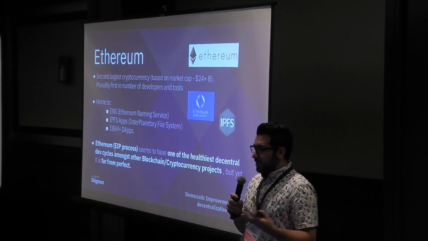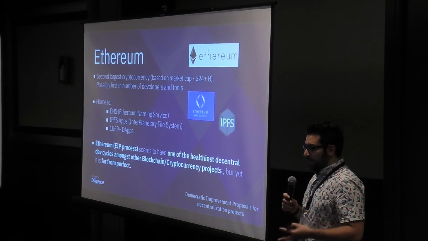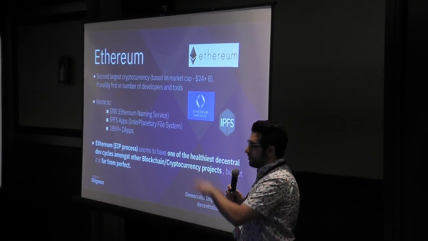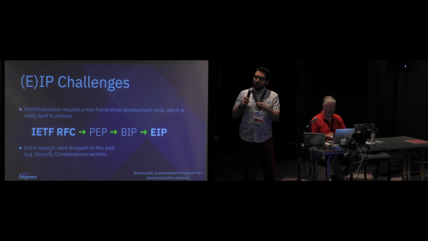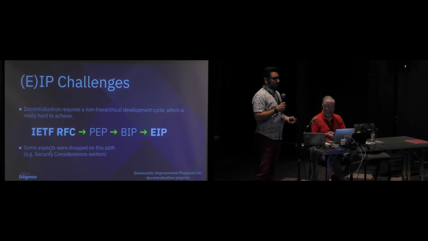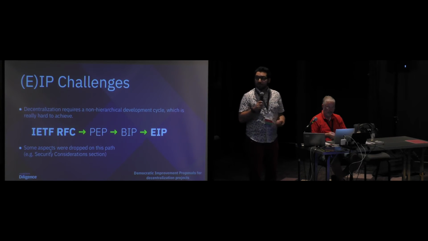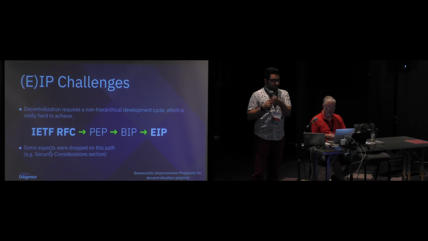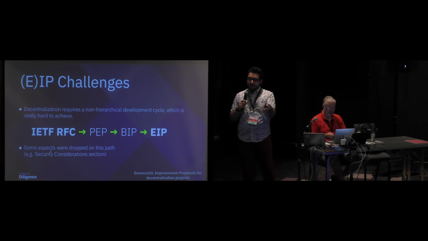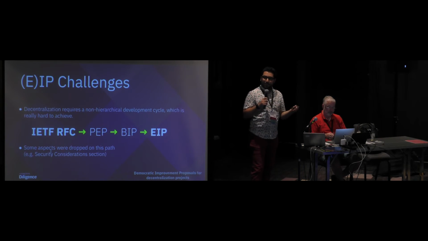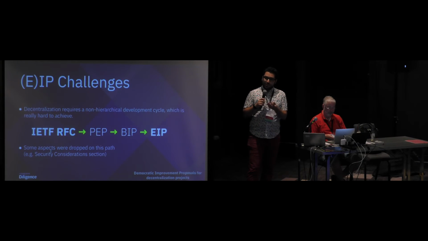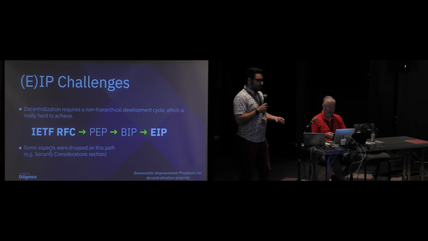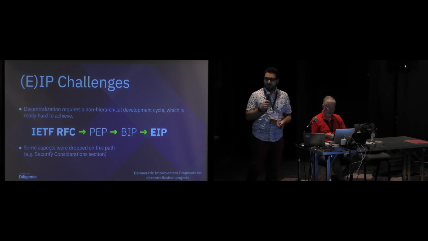So I'm mostly talking about looking at processes here. Ethereum is one of the healthiest decentralized dev cycles amongst the blockchain and cryptocurrency projects, but it's far from perfect. Some of the historical challenges: decentralization requires a non-hierarchical development cycle, and that's really hard. So they have the EIP, Ethereum improvement proposals, which was inspired by Bitcoin improvement proposals, which was inspired by Python enhancement proposals, which also was inspired by the IETF request for comments. And there are some aspects that we dropped on this path. We don't know where exactly, but the security considerations section is not there in EIPs. We're really trying to add it back, and it's probably going to be added in the next month.